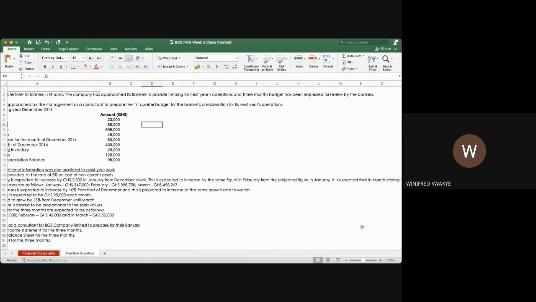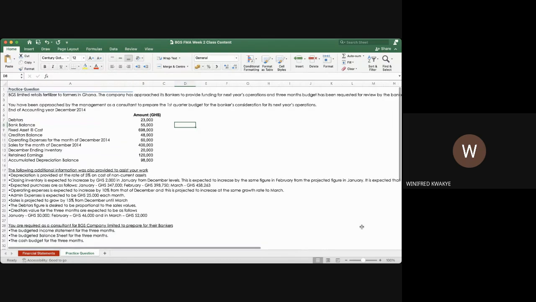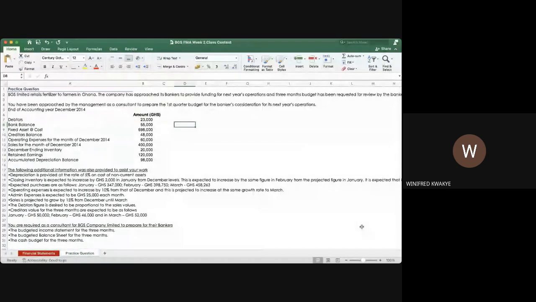And for the next year's operation, a 3 months budget has been requested for review by the bankers. You have been approached by the management as a consultant to prepare the first quarter budget for the bankers' consideration for its next year's operations. End of accounting year, December 2014. Should I continue? Yes, please continue.